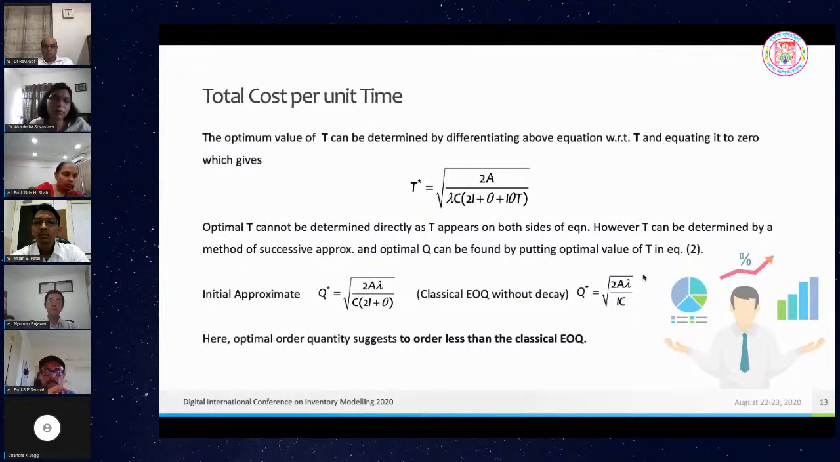And here we see that Q goes down as compared to the classical EOQ. That means when we are handling deteriorating units, it is better to order more frequently, so T will be shorter than the usual T which we get from the classical EOQ. That means freshness, or the utility of the items, remains, and the loss due to deterioration gets minimized. Next, please.